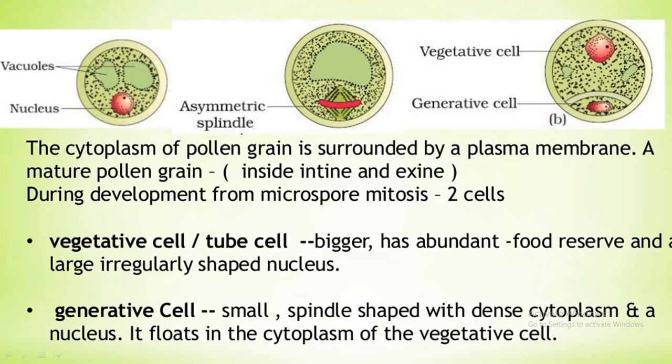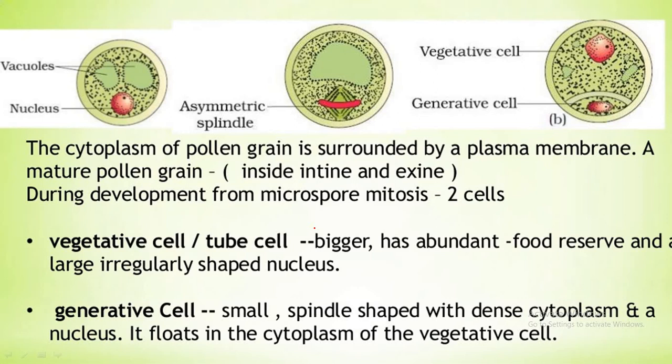Okay, the cytoplasm of the pollen grain is surrounded by a plasma membrane. The mature pollen grain has intine and exine inside. During development it forms a microspore. From the microspore, mitosis produces two cells. Okay, let me explain this in detail. A pollen grain is a partly germinated microspore representing the male gametophyte.